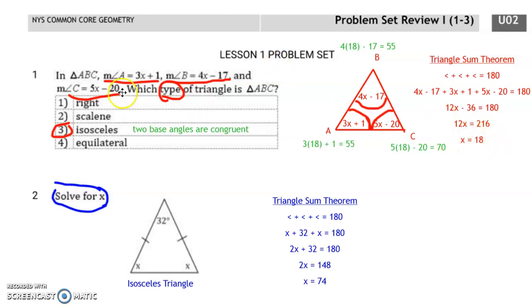Once we got x is equal to 18, notice it asks what type of triangle is triangle ABC. We substitute 18 into all of the 3 angles, and we get 55, 55, and 70. There are 2 angles that are exactly the same measure, which means it is an isosceles triangle. Isosceles meaning 2 base angles are congruent. If all 3 angles were 60 degrees, then it would be an equilateral triangle. If all 3 angles were different measurements, say this was 50 and this was 60, that would be scalene. And in order for it to be a right triangle, it would have to have one that is 90 degrees.